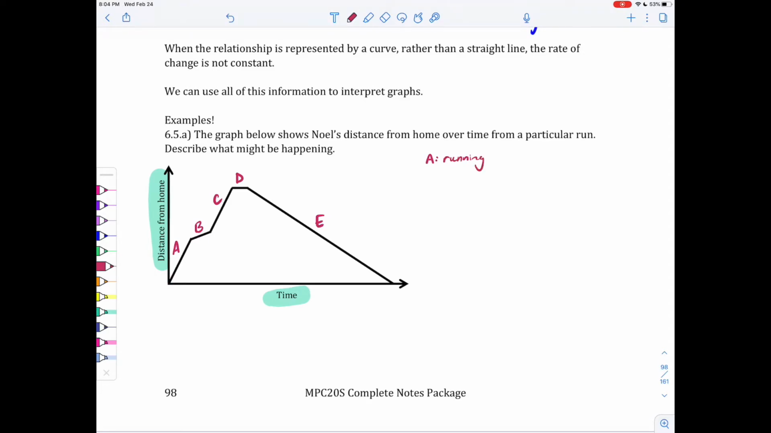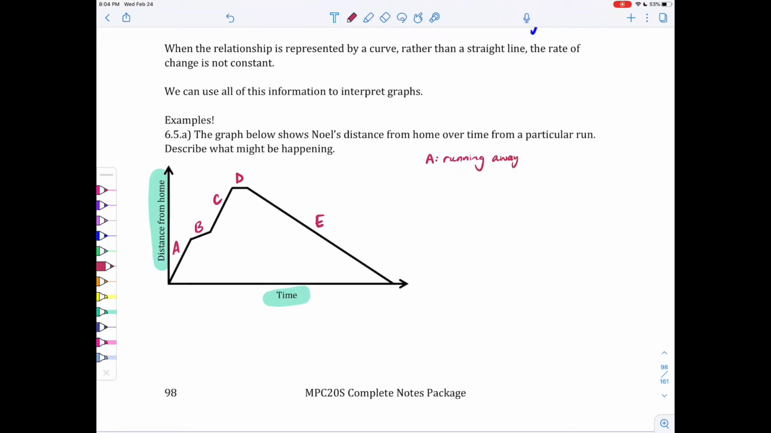How do you know that he's running and not walking in that situation? I'm feeling like this one's pretty steep. I'm not looking at this one on its own when I'm thinking that. I'm thinking the next one isn't quite flat, but it's a little bit flatter. So in segment A, he's got to be going faster than in segment B.